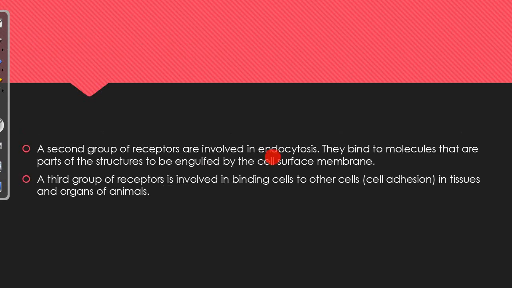The second group was endocytic receptors. They bind to molecules that are part of structures to be engulfed by the cell surface. Endocytic means inside. So they bind to these structures which need to be engulfed by the cell surface membrane. And the third was involved in binding cells to other cells, that is cell adhesion. Cell to cell communication: they bind from one cell to another cell, that is cell adhesion in tissues and organs. These three receptors were mainly present, which is the function of the glycoproteins and glycolipids.